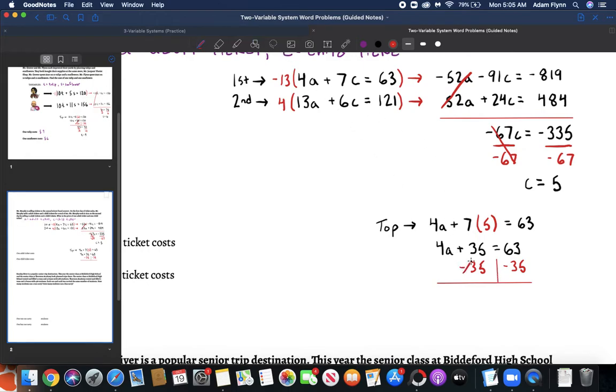Okay, so our 35s are going to cancel. So we end up with 4a equals 63 minus 35. I know 63 minus 30 is going to be 33, and 33 minus 5 more is going to be a positive 28. So now I can divide both sides by 4.